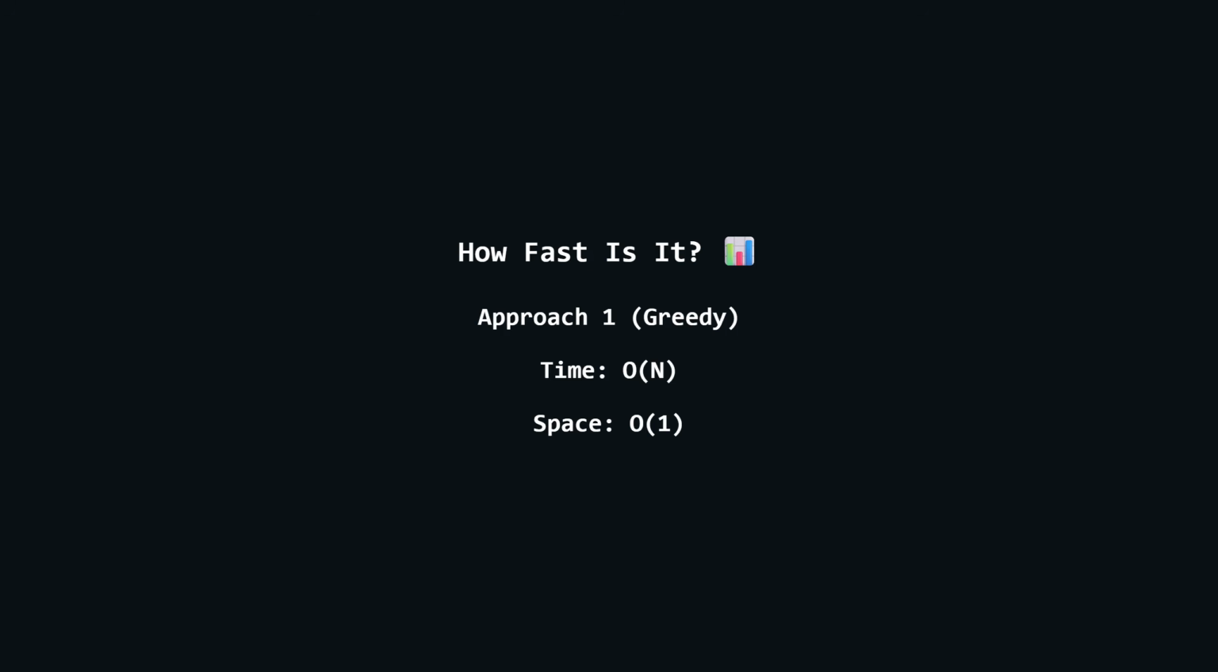Let's talk efficiency. For the first greedy approach, our time complexity is order n, where n is the length of the string, because we loop through it once. Space is order 1, as we don't use any extra memory. For the second math approach, assuming finding the length of the string takes constant time, the time complexity drops down to order 1. It's just a few math operations. Space is still perfectly order 1.